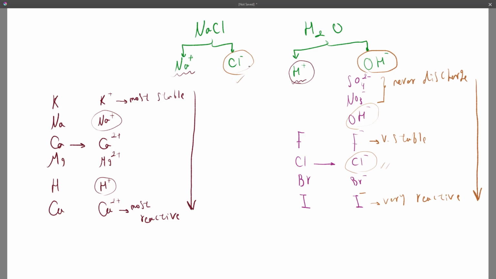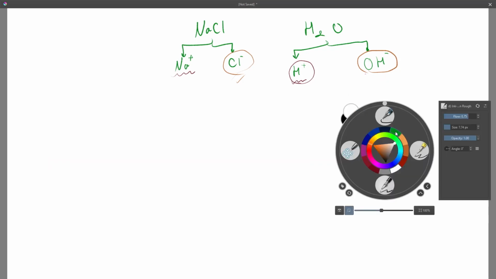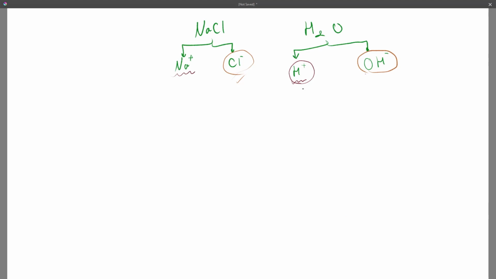So now that we've determined which ions will be discharging, we can write our half-ionic equations and determine the products of this electrolysis reaction. Okay, so we've agreed that hydrogen will be the one to discharge and chloride will be the one to discharge. Okay, at the anode, we have our oxidation reaction. Oxidation is loss of electrons, so chloride will lose an electron, or to be more accurate, two chloride ions will lose 2 electrons, forming chlorine gas.